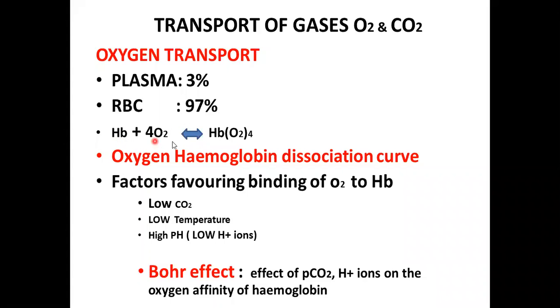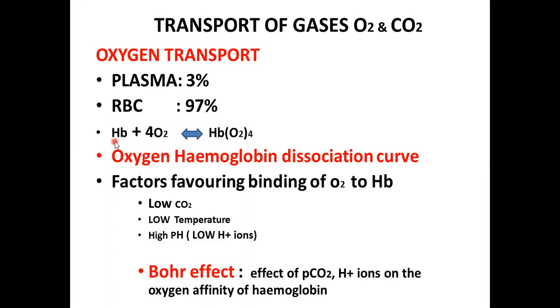Hemoglobin, when combined with oxygen, turns a very bright red. So this indicates that oxygen is combined with hemoglobin. And this process is also known as the saturation or the oxygenation of hemoglobin. So hemoglobin combines with 4 molecules of oxygen to give rise to HbO8 or oxyhemoglobin. Remember, this reaction is reversible.